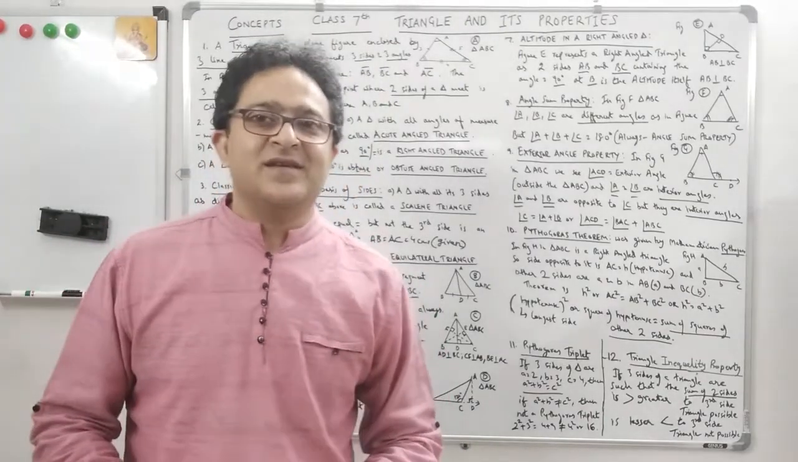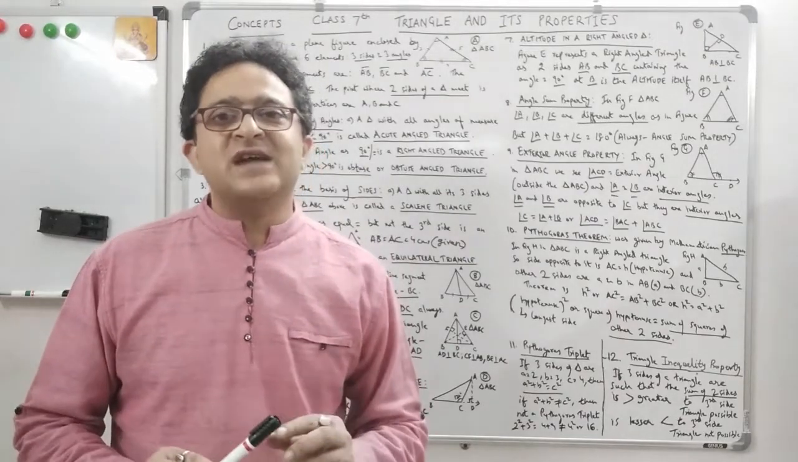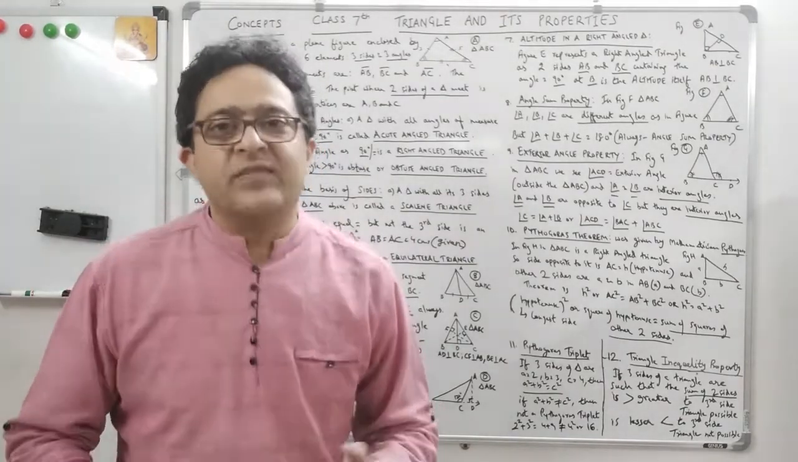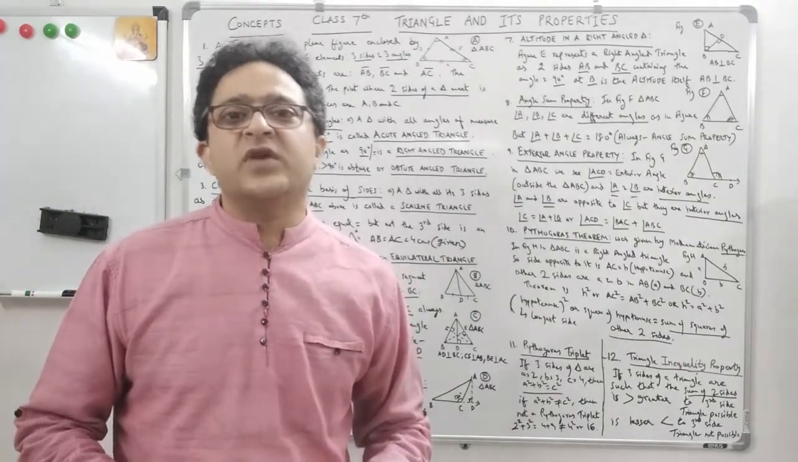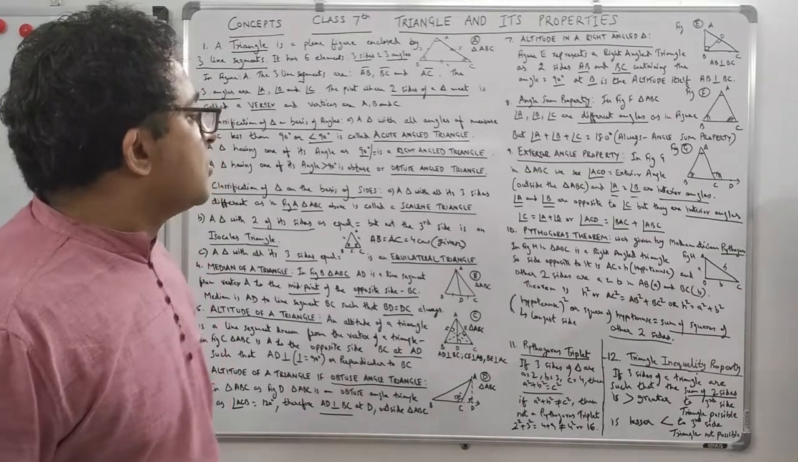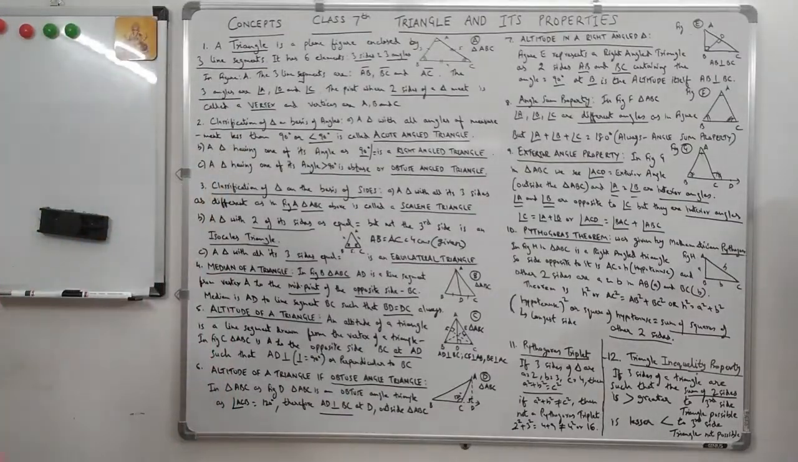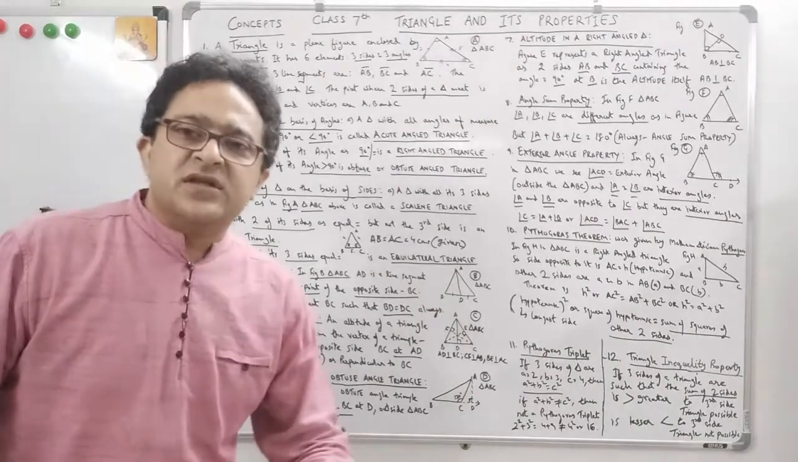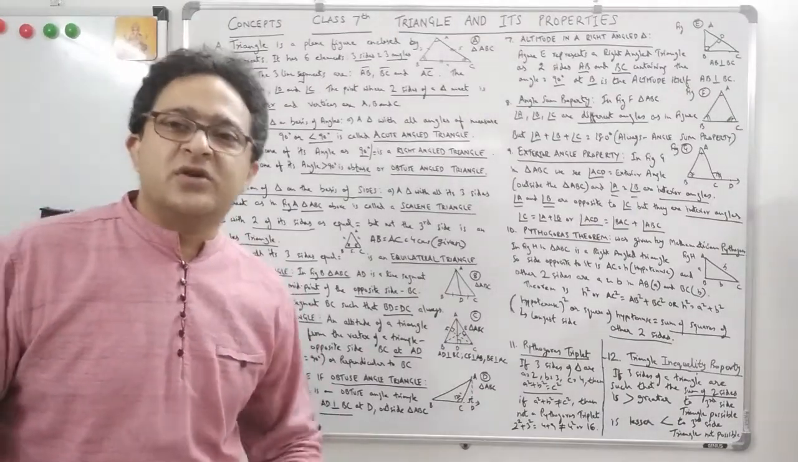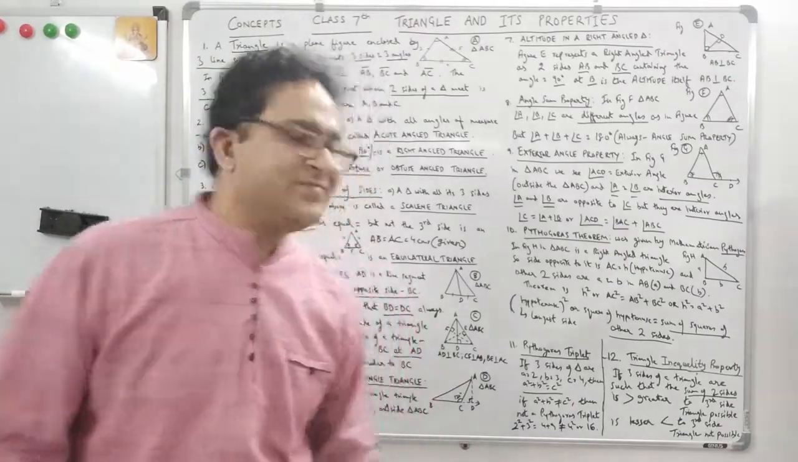Simple. I hope you are enjoying this chapter. It is not a very difficult chapter. It is a very conceptual chapter. If you know the concepts in your mind, what is an altitude, what is a median, if you know the angle sum property, if you know Pythagoras theorem, and the kinds of angles, then things will be much clearer and you will enjoy doing the questions. I'm just about to come to the questions as well.